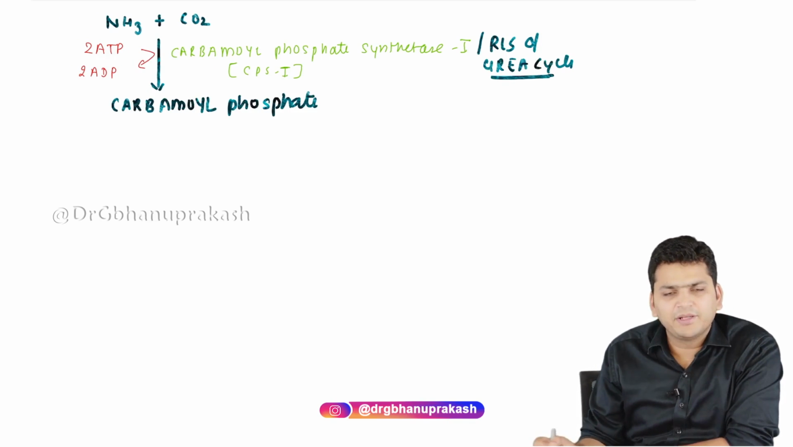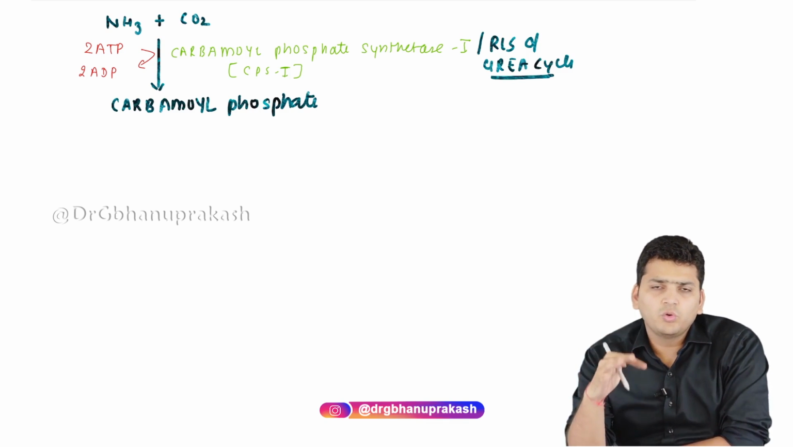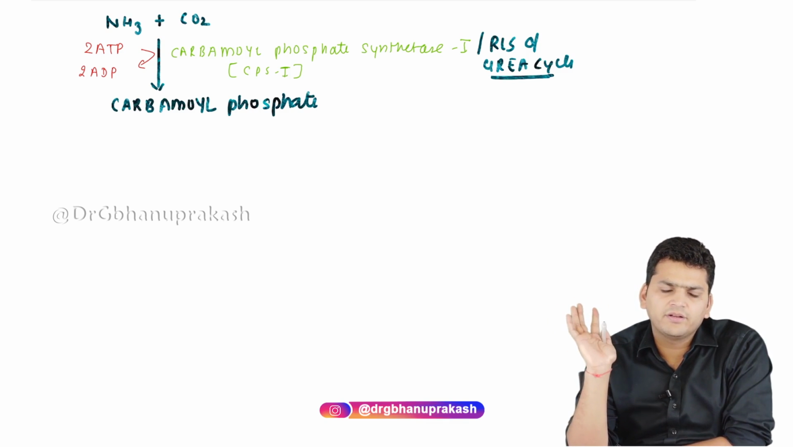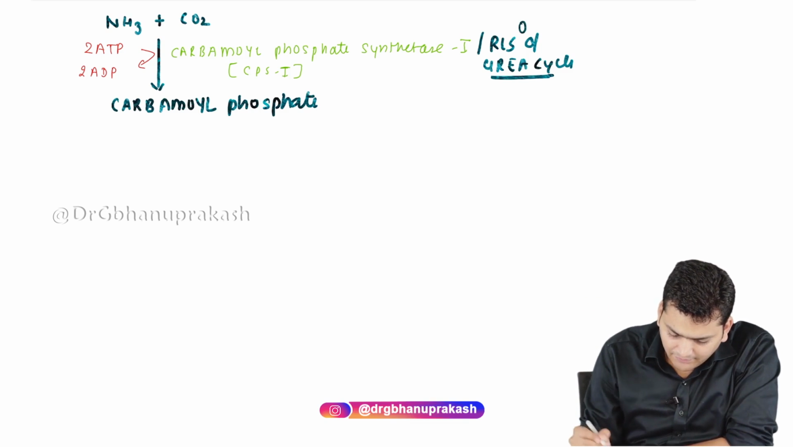Now, what is the meaning of rate limiting step? Rate limiting step means the slowest step of the pathway is considered to be the rate limiting one. So this is the rate limiting step.